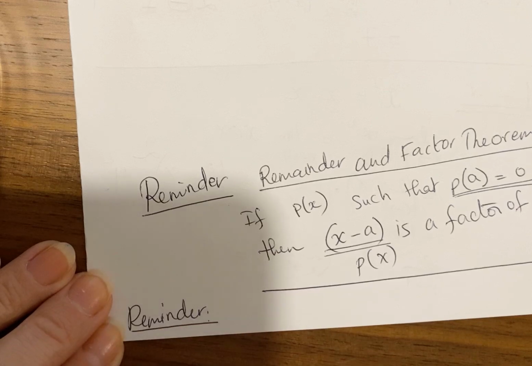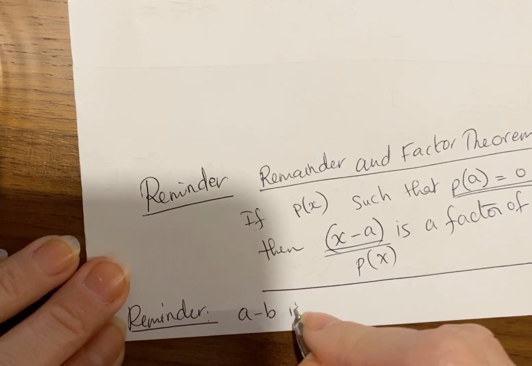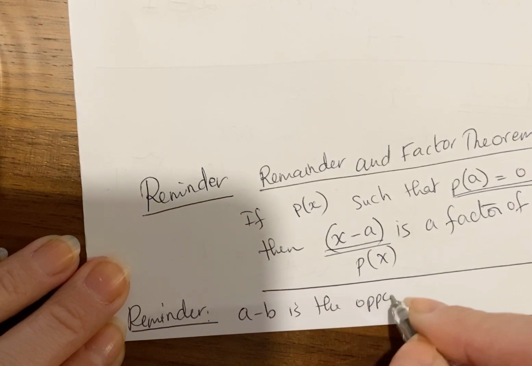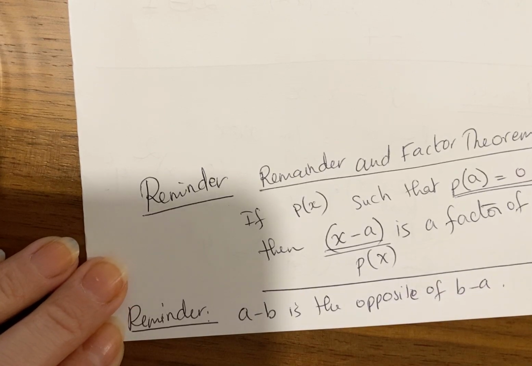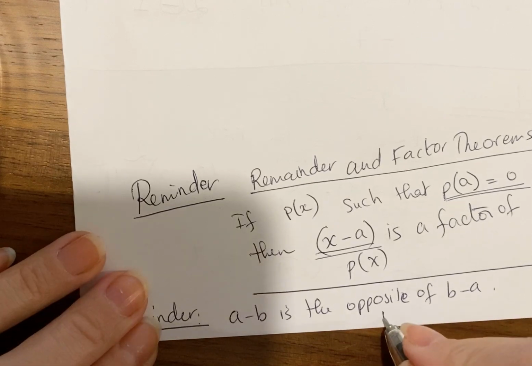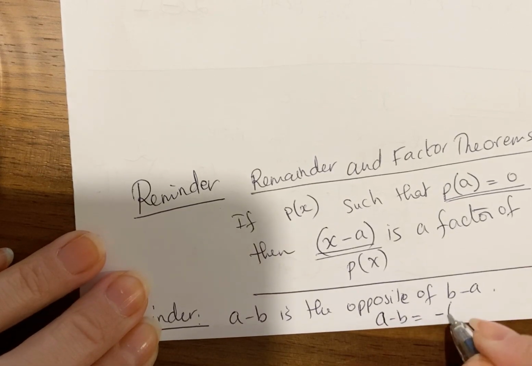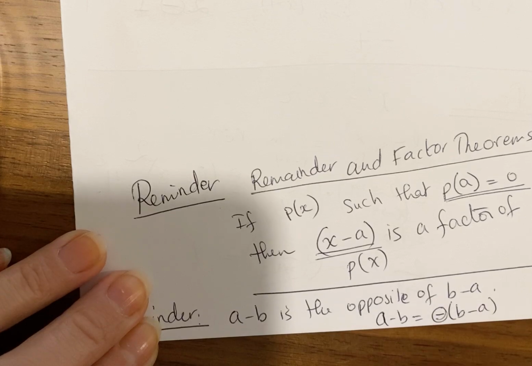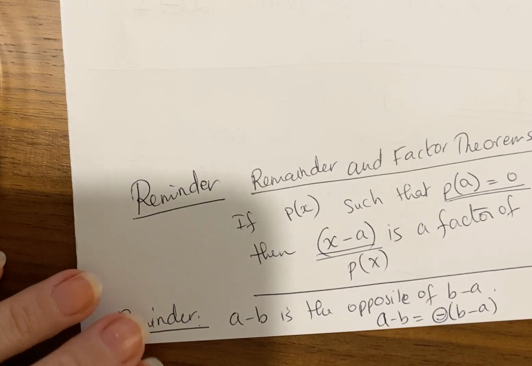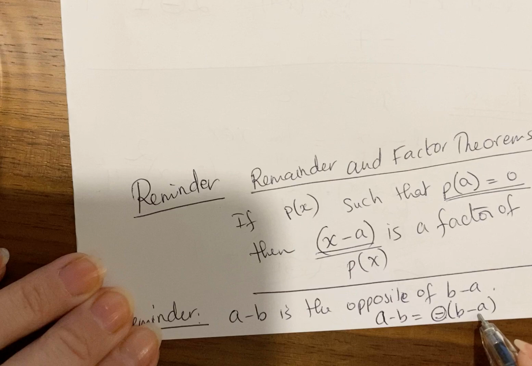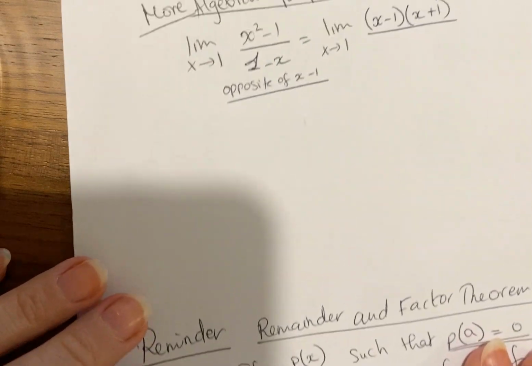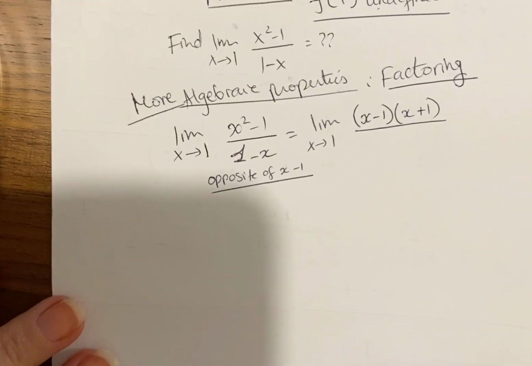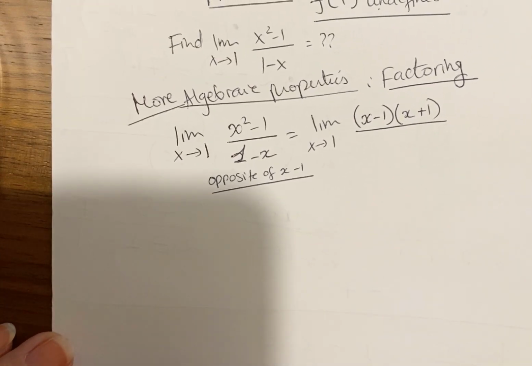So again, another reminder, because many students mistake it. a minus b is the opposite of b minus a. So this means a minus b equals minus (b minus a). They are opposites, minus (b minus a). And check it out, minus b minus minus a is plus a, so they are exactly the same. Be very careful regarding a minus b and a plus b. So please be careful.